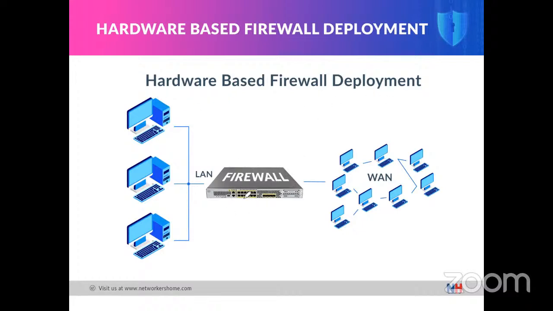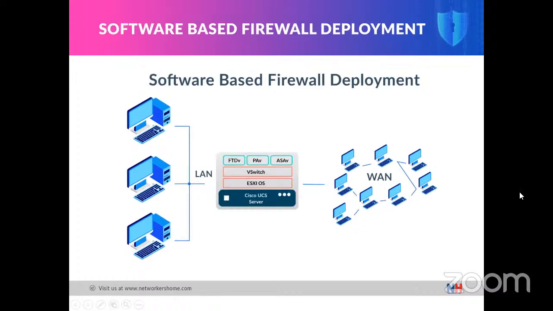We have hardware with multiple interfaces. These interfaces will connect to our LAN and to our WAN, and in between, your firewall will do filtering based on the policies that we deploy. So this is called a hardware based firewall. And then we have a software based firewall. Now, how do we deploy this software based firewall? That's one of the big questions.